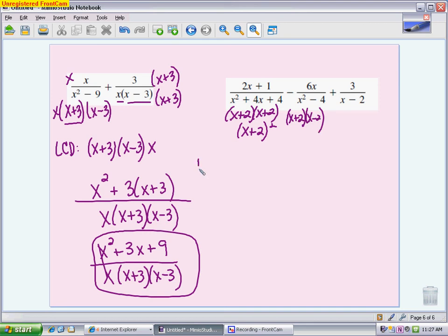So my least common denominator on this one is going to be this x plus 2, and it needs to be there to the second power. That takes care of this x plus 2 that's already there. The only other unique factor is x minus 2.